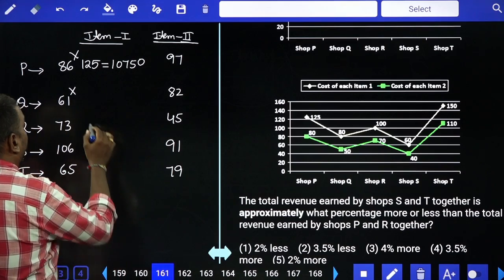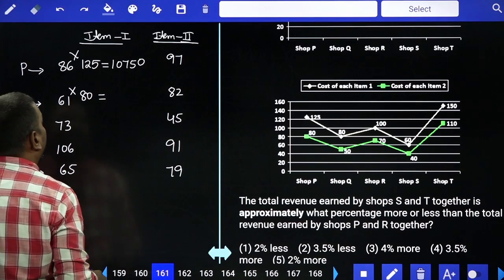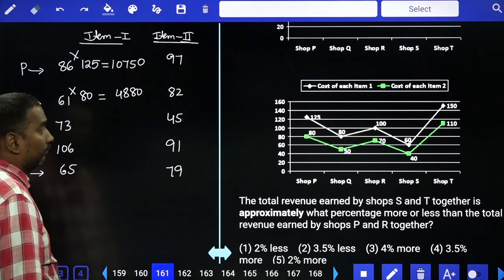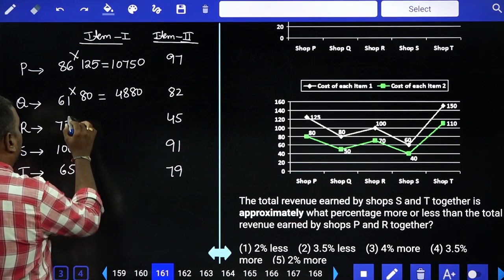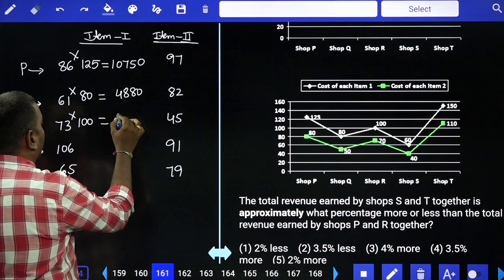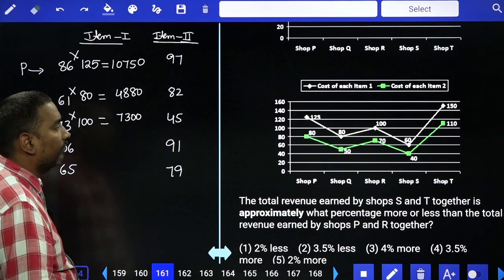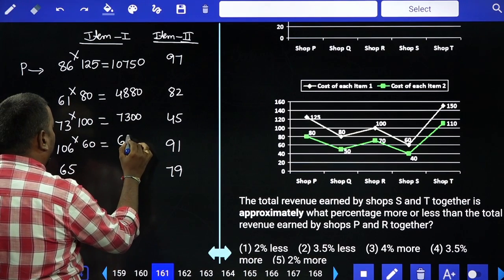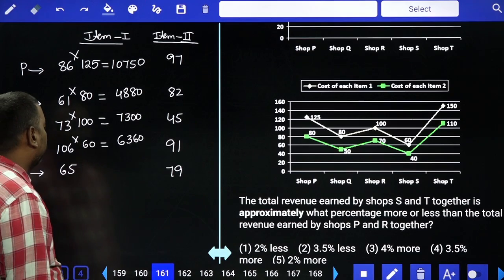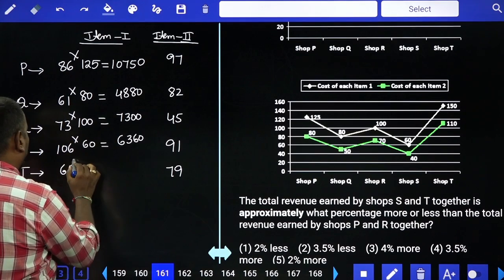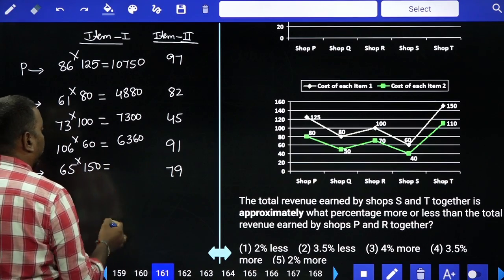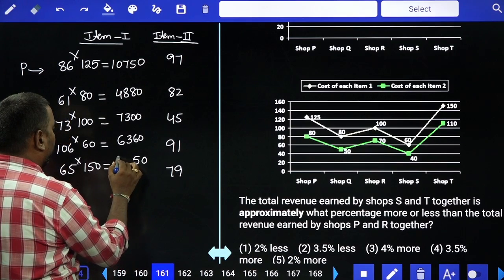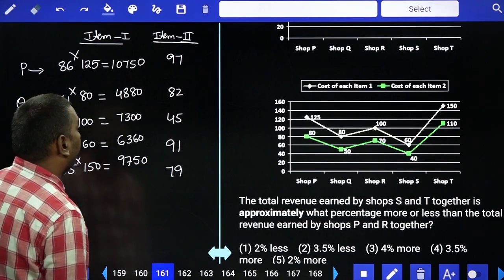For item 1 of shop Q it is 80 rupees. 8 ones are 8, 8 sixes are 48, 4,880. Next 100 rupees. 73 into 100 means 7,300. Next 60 rupees, 6360. Next 150 rupees. 15 fives are 75, 15 sixes are 90 plus 7, 97. This is item 1 amount.